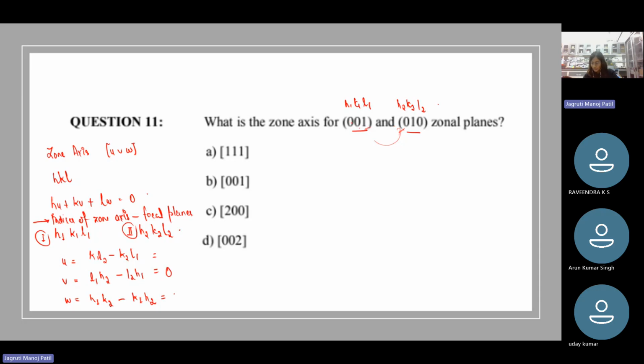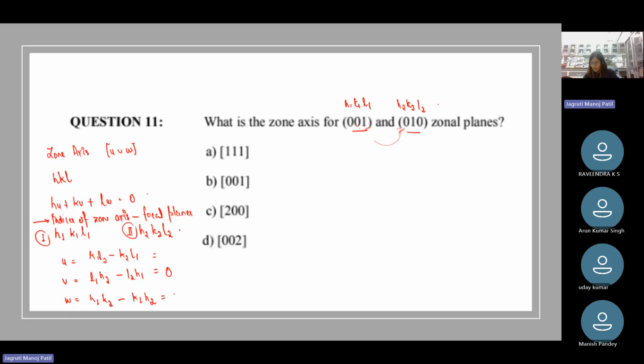And then you have H1 K2. That's 0. Minus this times this, that is also 0. And so we just want to look at U. So what is U? This is K1 times L2, that is 0. Okay. Minus K2 times L1. So that is 1. So the answer should have been 100.